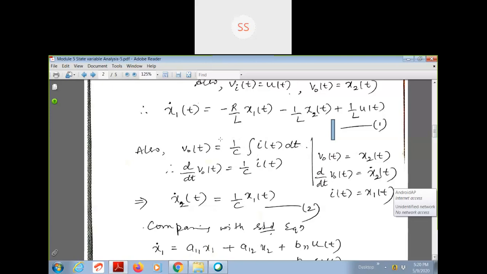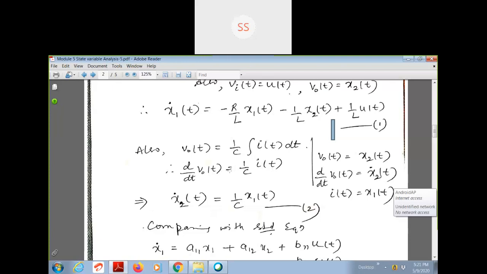This is from the basic relation. That is, v naught of t is the output voltage measured across the capacitor in the circuit, and it is equal to 1 by c integral of I of t into dt. Therefore, d by dt of v naught of t, because we want the rate of change of this state variable, is simply 1 by c into I of t. Now we will replace the terms here also, as we have done in the first equation.